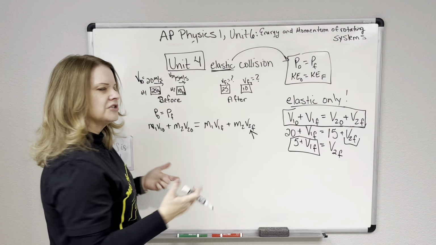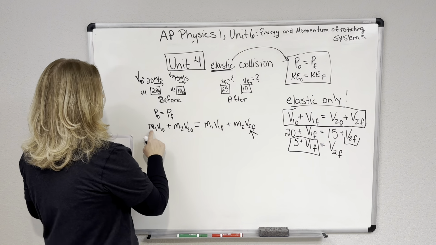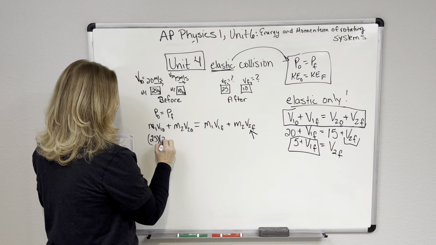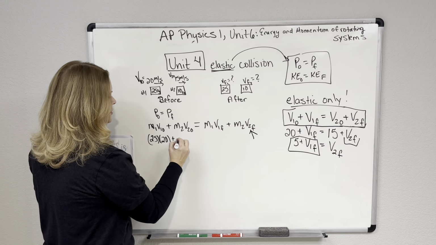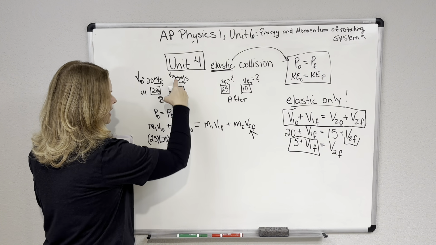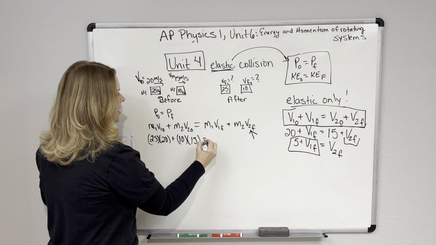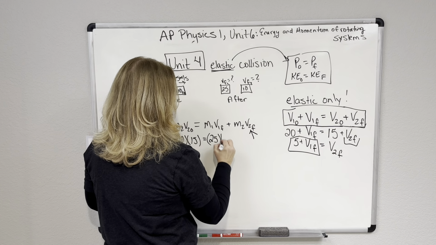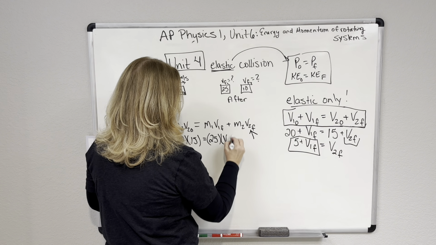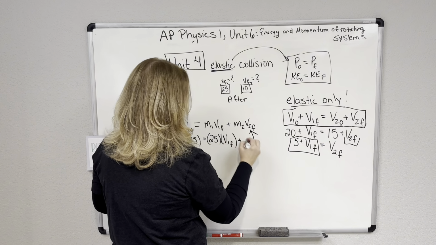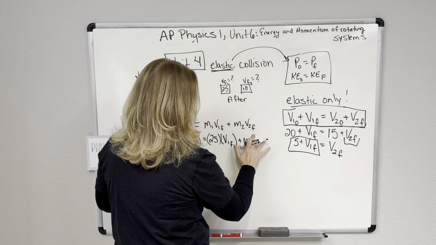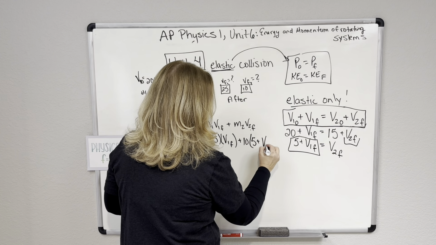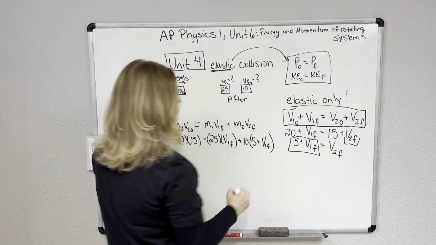Probably should come up with an expression first, but just to save us a little time, I know my mass 1 is 25 on that cart 1. I know its initial velocity was 20. I know on cart 2 it had 10 kilograms and its initial velocity was 15. I know my mass again on that first cart was 25. We're looking for that final velocity of cart 1. Mass 2 was 10 kilograms. And now I'm going to put in this expression, 5 plus that final velocity on cart 1.